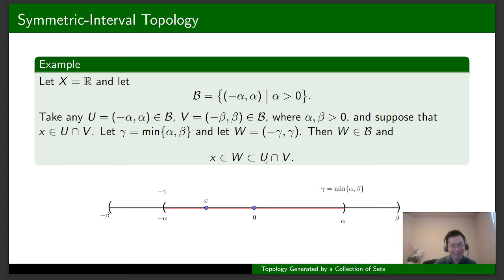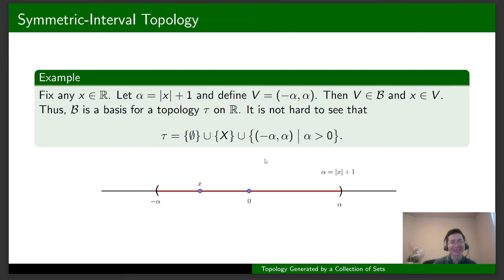Okay, so the first property in the theorem is satisfied. The second property is also satisfied because if we take an x in R, x can be contained in some symmetric open interval. For example, let alpha be the absolute value of x plus 1 and let V be this open interval. Then V belongs to B and x belongs to V. Therefore, B is a basis for a topology tau on R.